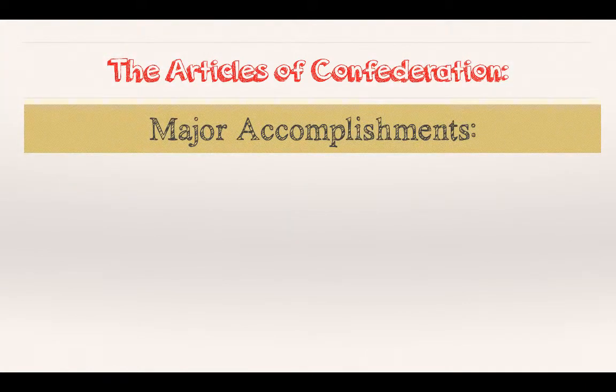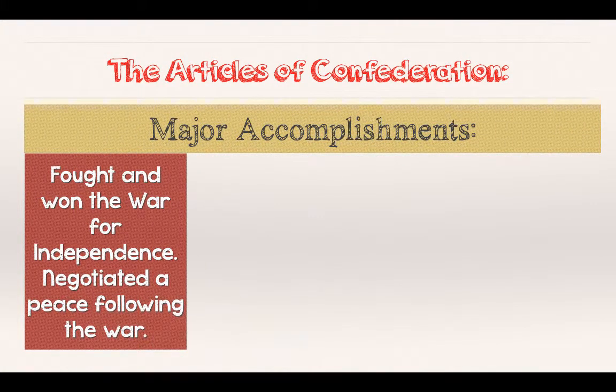All right. Articles of Confederation. First and foremost, the major accomplishments, the thing that it was known for. It was the government in place when we defeated Great Britain and established our nation and the peace with Great Britain. That is a positive, right? It worked. It worked when everyone had a common goal.